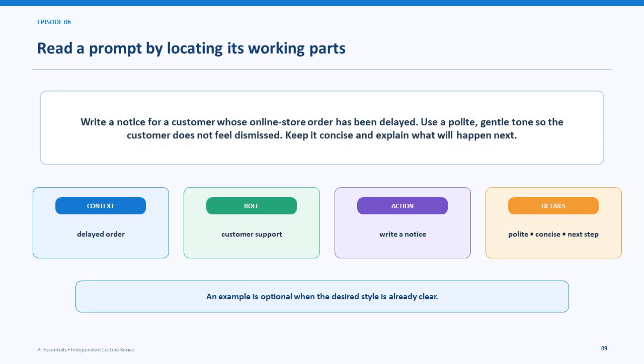You can read a prompt by locating its working parts. In this notice request, the delayed order provides context. The customer support perspective defines the role. Writing a notice states the action. The request for a polite email and clear next step provides details. An example is optional because the desired style is already understandable.